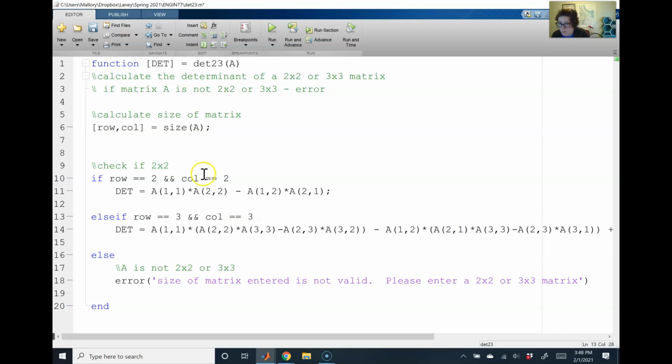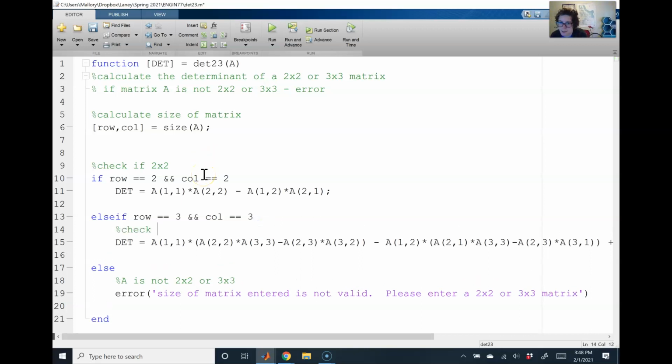I'm going to add one more comment here. So here we're checking if it's 3 by 3. It's important that we keep our code well commented.